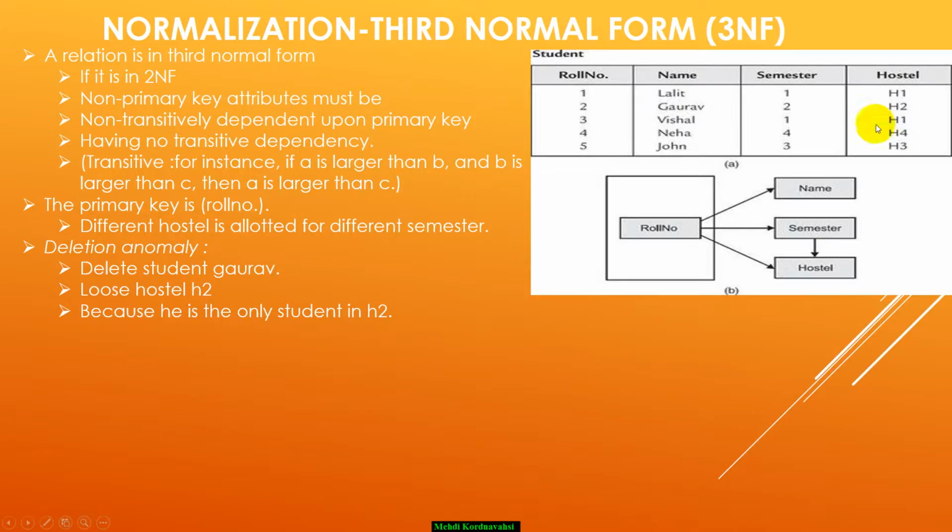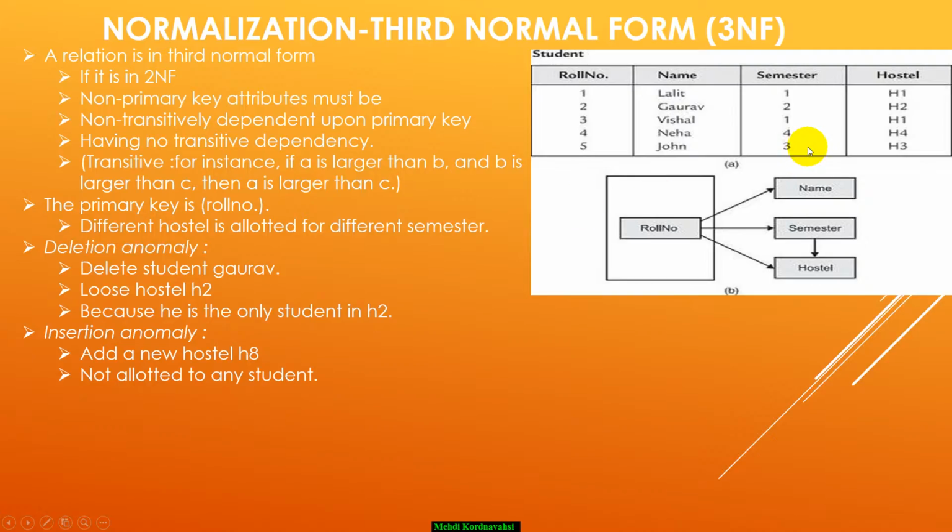The next anomaly is insertion anomaly. If you want to add a new hostel H8 and this is not allotted to any student, you cannot add this information. If you want to add H8, for example here, and you have no student related to that, you cannot add it to this table.